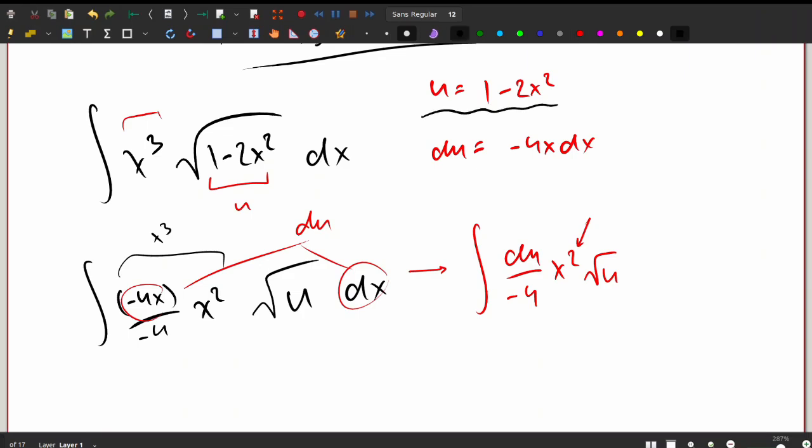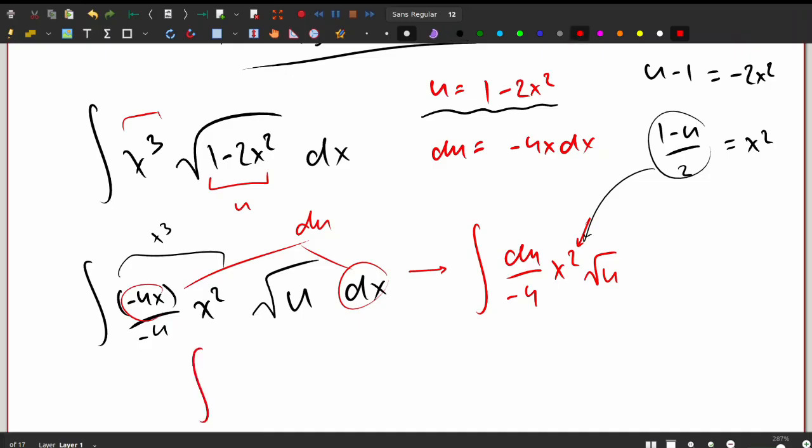Well, let's go back to what we originally set u as, and let's rearrange the equation. Let's say u minus 1 is equal to negative 2x squared, therefore (1 minus u) over 2 is equal to x squared. So now we know what x squared is in terms of u, and let's plug it in. Our integral, which is now fully in terms of u, with no x in it, becomes, I'm going to remove the negative 1/4 out here, (1 minus u) over 2 times square root of u, all with respect to u.